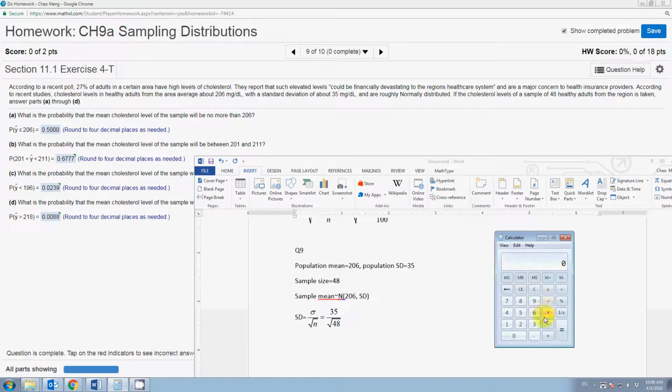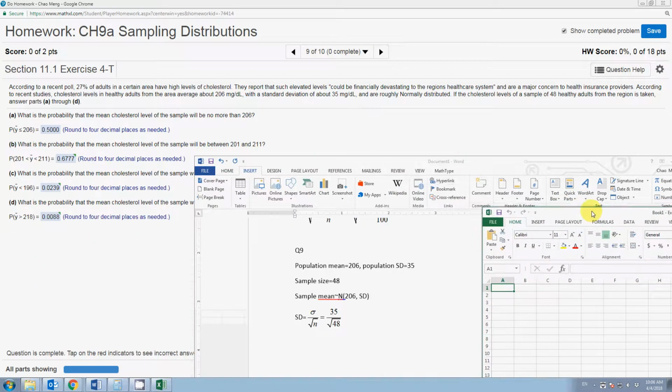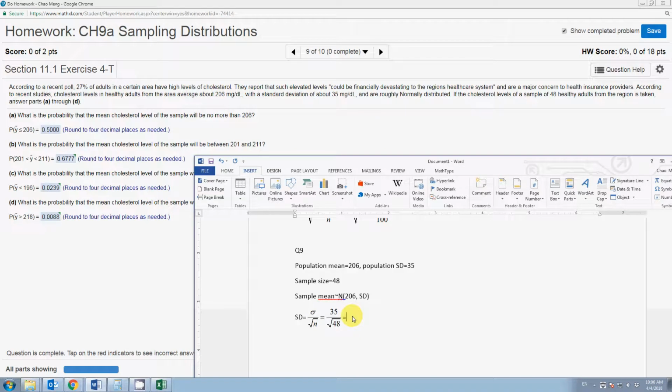Okay, so let me not use the calculator, let me use Excel. So it's equal to 35 over the square root of 48. Okay, so we got 5.05. Let me replace this one with 5.05. Now let's study the probabilities.